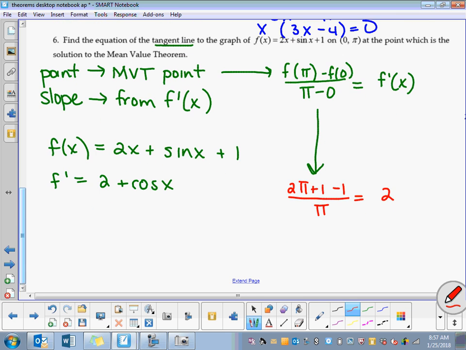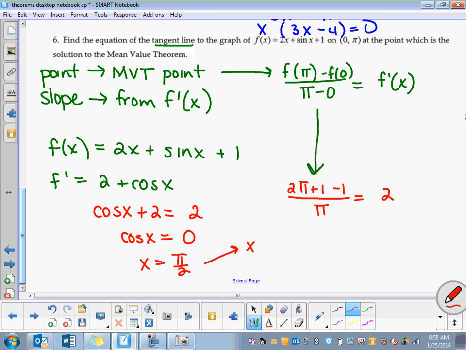Ooh, this is going to be so awesome. Cosine x plus 2 equals 0. No, I'm thinking ahead. Cosine x plus 2 equals 2. So cosine x equals 0. So x must be pi over 2 in our interval. So this is going to be the x of the point where the tangent line is.